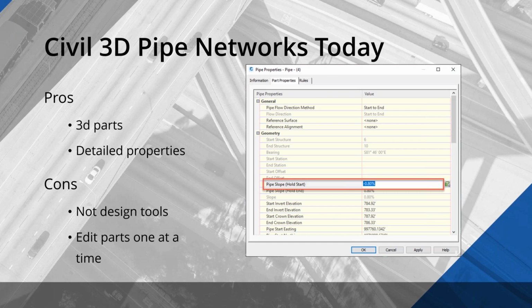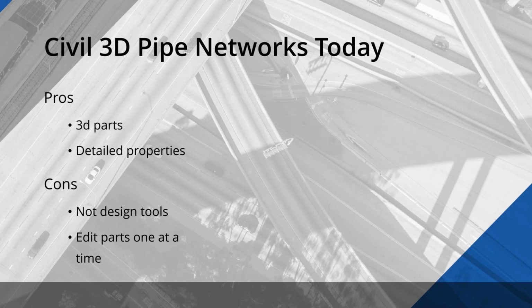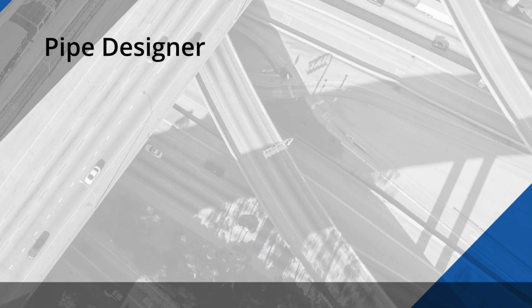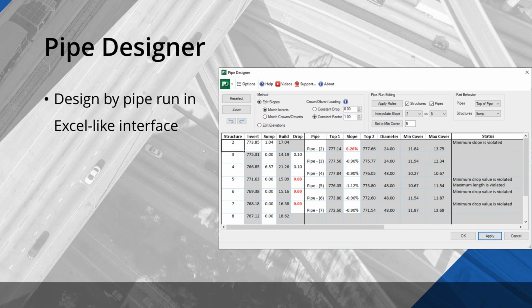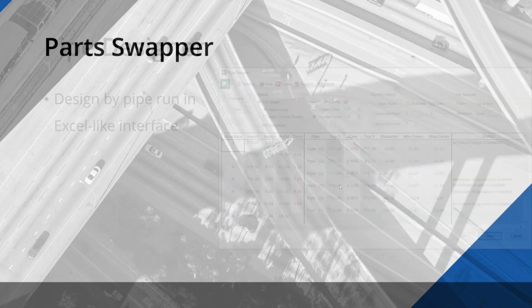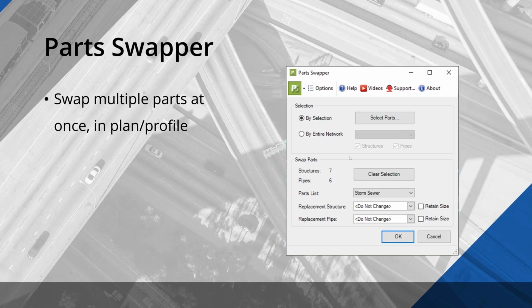And so to address a number of these things, we've created a number of utilities in the past that many of you are using today. For example, one of them is Pipe Designer, and this allows you to work in a spreadsheet type interface where you can design entire pipe runs, and you can control by matching inverts and apply rules and all sorts of different things. Certainly one of our more popular tools. And then there's Multiple Parts Swapper that allows you to swap any number of parts in plan or profile view at once. A handy tool there as well.